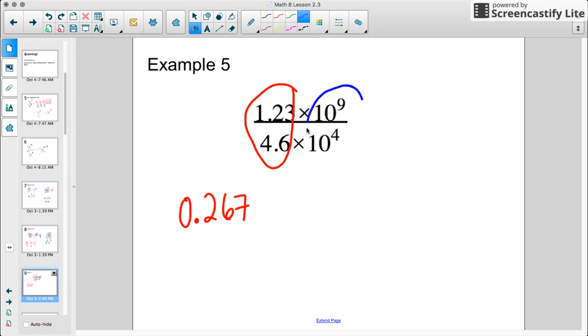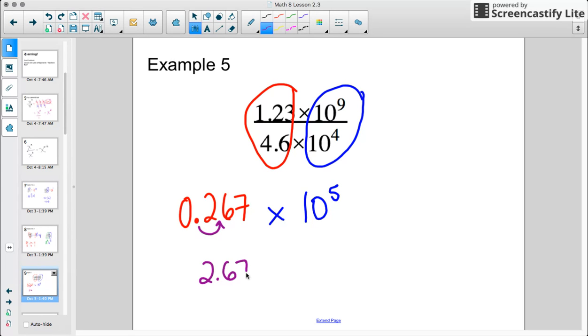Okay, and then again, I'm going to look at these, and I'm going to say times 10 to the power of, and because I'm doing division, I'm going to subtract the powers. Okay, so 9 minus 4, which will give me 5. And then I ask myself, is this in perfect scientific notation? And the answer to this is no. So I actually need to move the decimal here, 2.67. And I made this larger. So to balance my equation out, I need to make this one smaller.